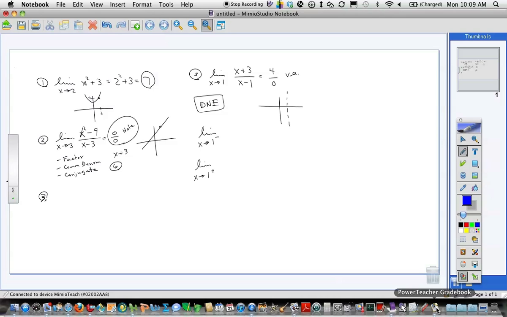Now the way you do that is you pick numbers to the left and to the right. If this was a calculator problem, I'll show you in a second what this would look like. It'll be real easy because we can just see in the table what they are on the left and the right. But if it's a no calculator problem, then you have to manually plug in and see what the y values are. So what's something to the left of 1?